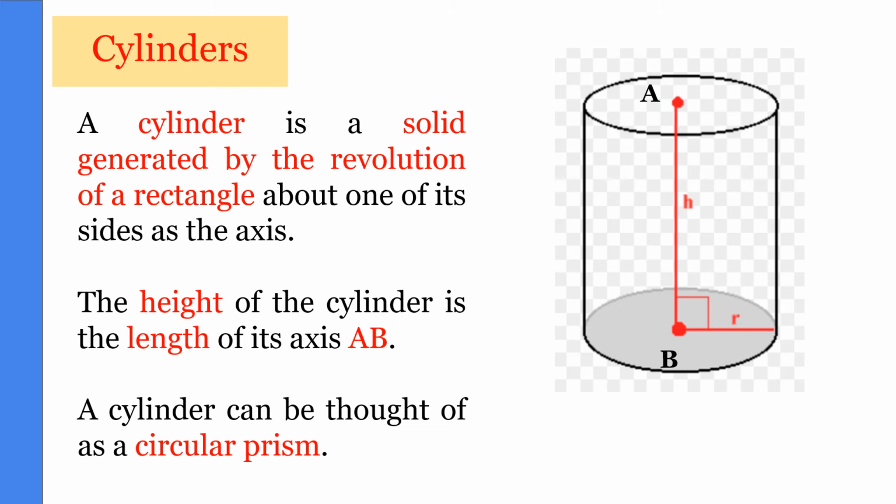So what are cylinders? A cylinder is a solid generated by the revolution of a rectangle about one of its sides as the axis. The height of the cylinder is the length of its axis, which in the diagram is AB. A cylinder can be thought of as a circular prism.